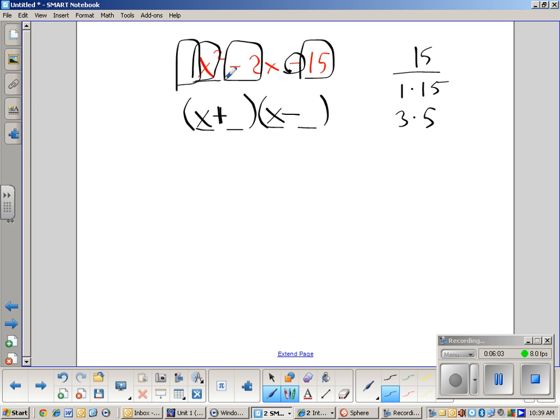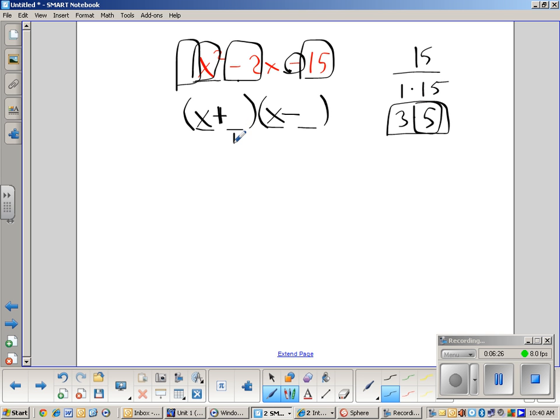What are they? 3 and 5. The factors of 15 that subtract to give me 2. If I subtract 5 minus 3, I get 2. Okay? Now, it's not just a 2, it's a what? It's a negative 2. So that means I want my bigger number to be the negative 1.